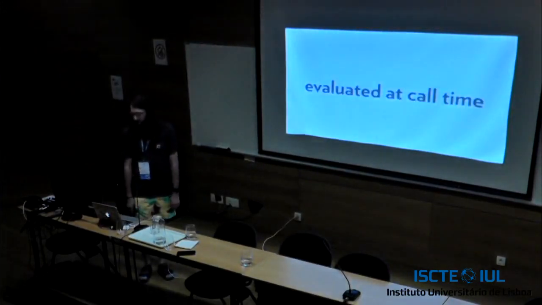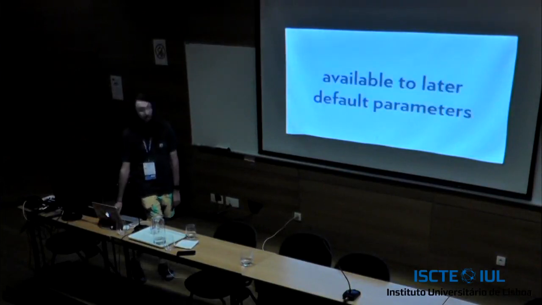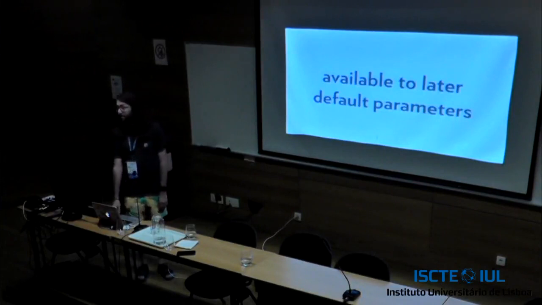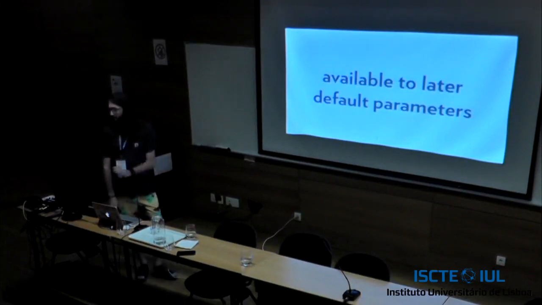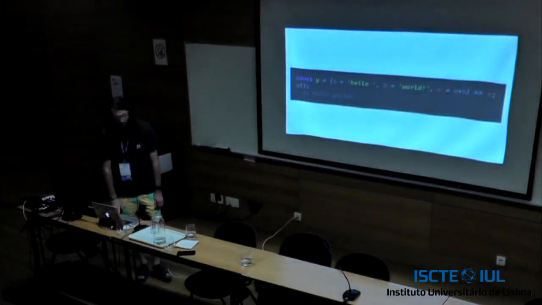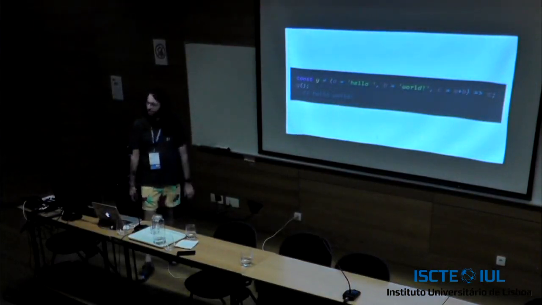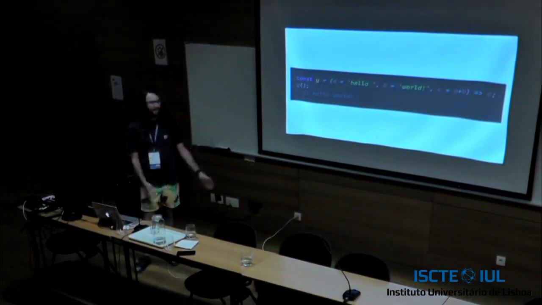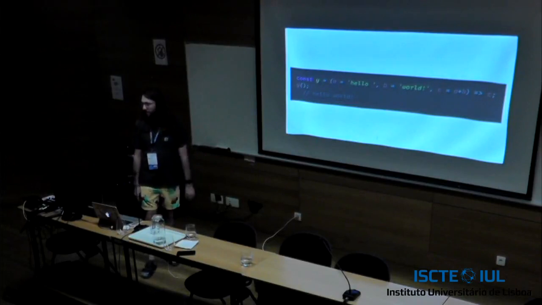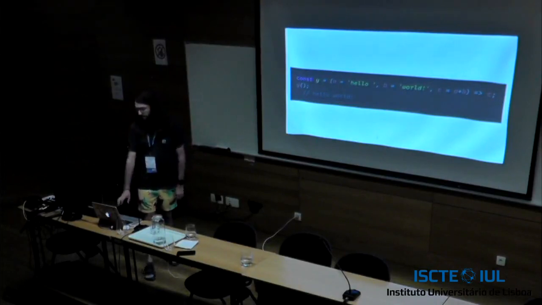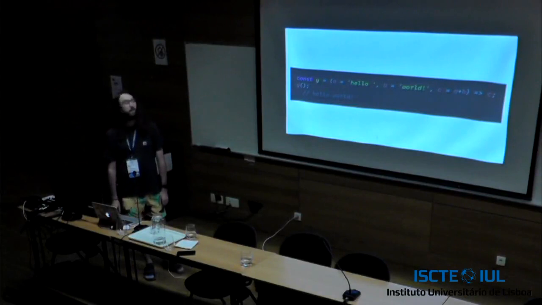These are evaluated at call time, so you can do cool things like make some default parameters available to default parameters further down the line. Like this, where we just make up another property passed to this function called C, which we just concat A and B defaults together, and you get a value at the end. This is useful. I don't know where, but you can definitely do things like this.